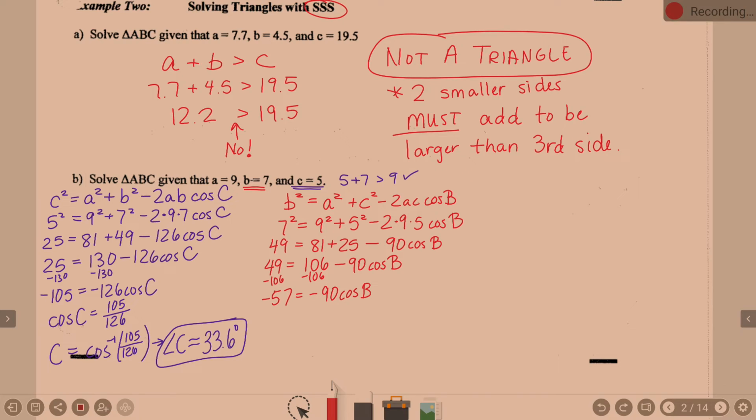Notice it's a negative and a negative, yes? To get cosine B by itself, I'm going to divide the 90 away. So negative 57 divided by negative 90, which you're always going to see me go ahead and write as a positive divided by a positive. And in order to find B, we're going to do cosine inverse. And you're practicing these on the calculator, right? So then angle B works out to be 50.7 degrees.